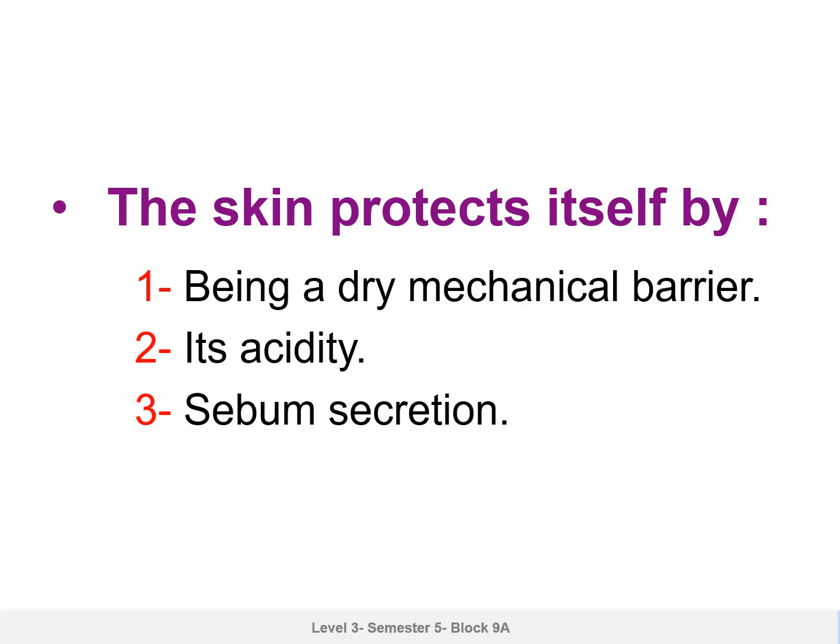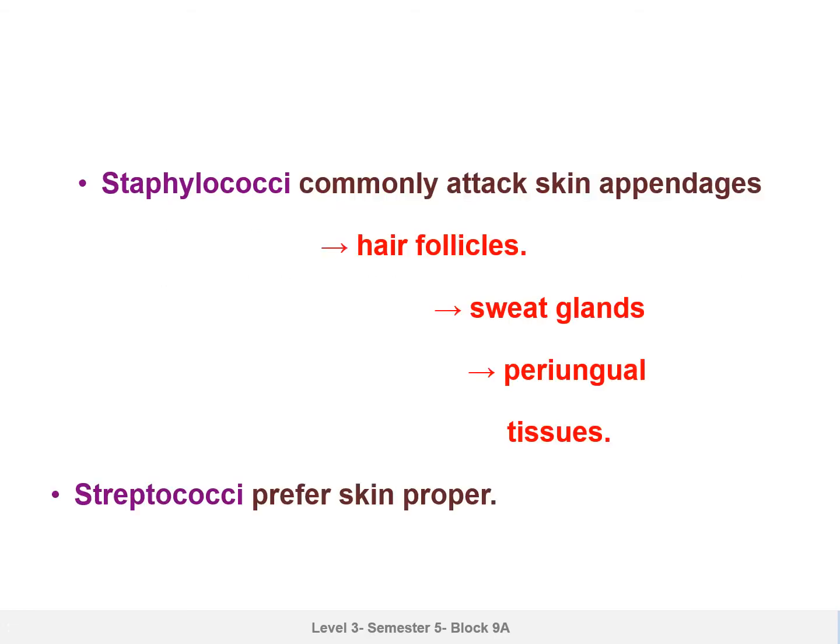You know that the skin protects itself by being a dry mechanical barrier, by its acidity, and by its sebum secretion. Staphylococci commonly attack skin appendages like hair follicles, sweat glands, and periungual tissue. Streptococci prefer the skin proper.